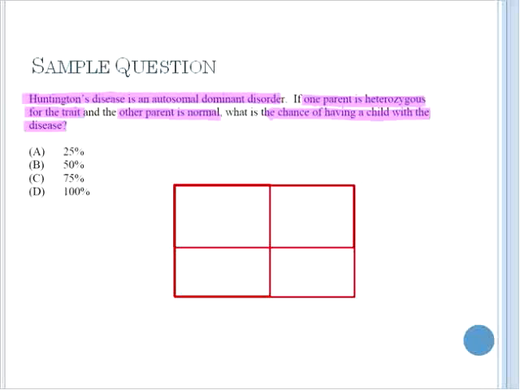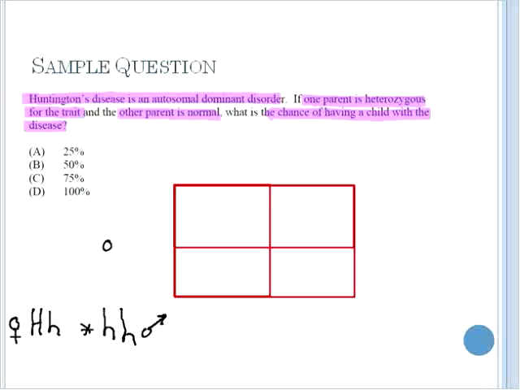You know that one parent is heterozygous. We'll use capital H to represent Huntington's, which is the dominant form. So one parent is big H, little h. The other parent is normal, which means she must be, or he, because sex wasn't specified, little h, little h. For argument's sake, we'll make the carrier female, which of course means she does have Huntington's as well, and the father normal without the disorder.